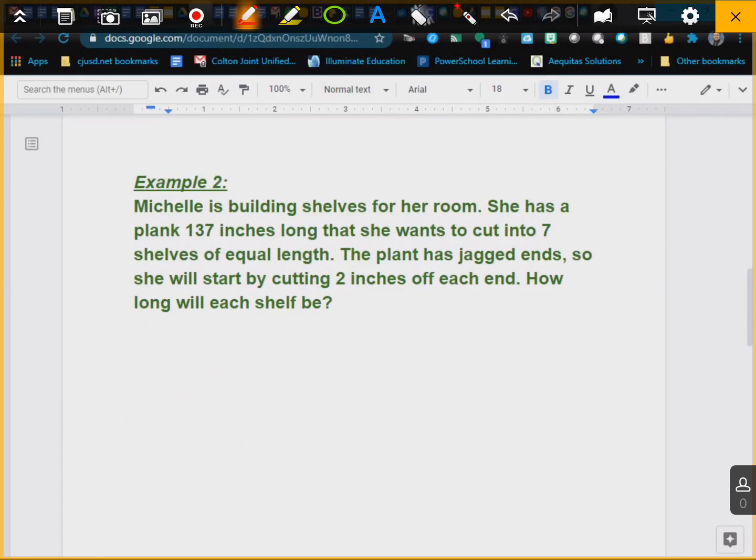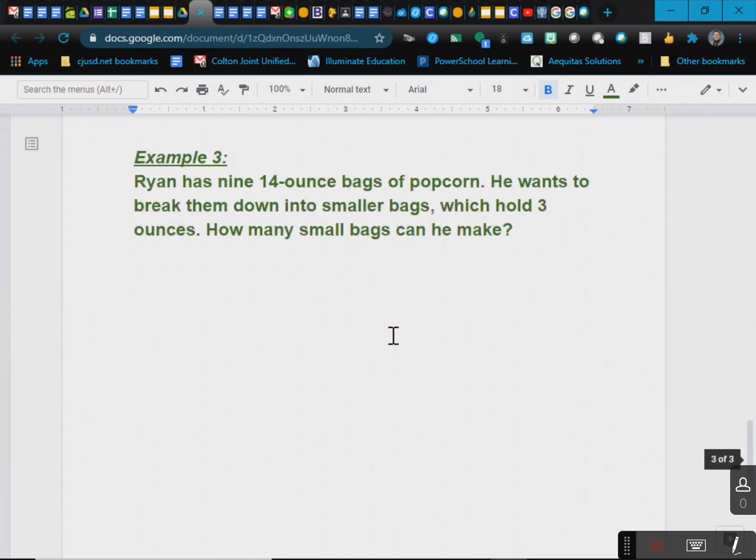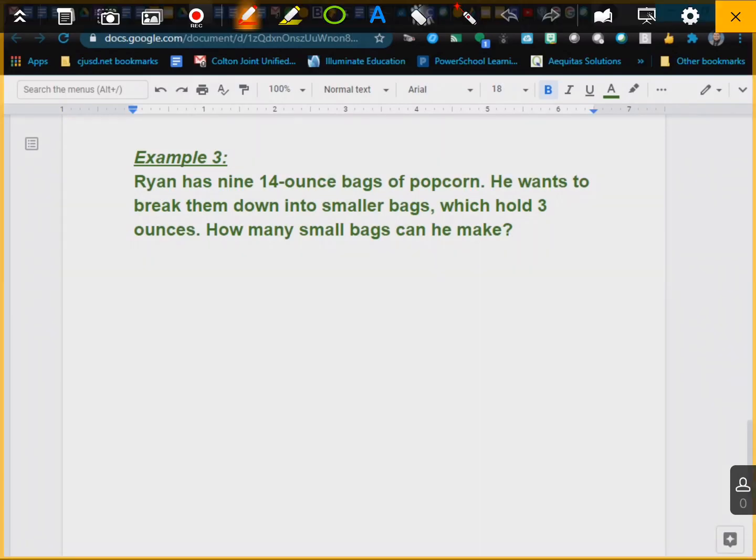Alright, let's do the last problem very quickly. Once again, that was plank, not plant. Number 3. Ryan has 9 14-ounce bags of popcorn. He wants to break them down into smaller bags, which hold 3 ounces. How many small bags can he make?